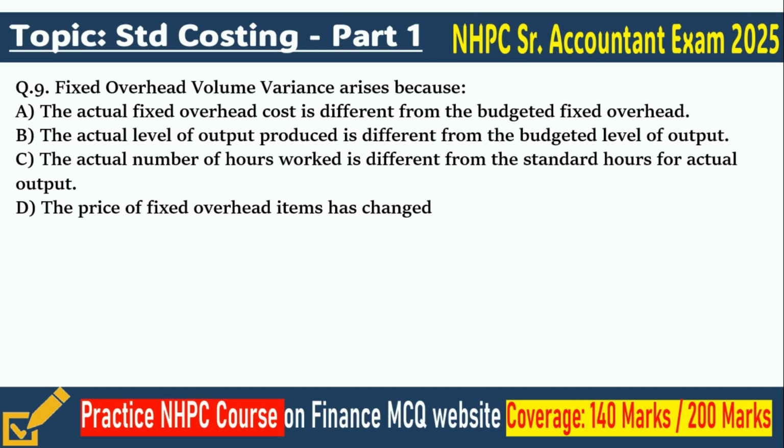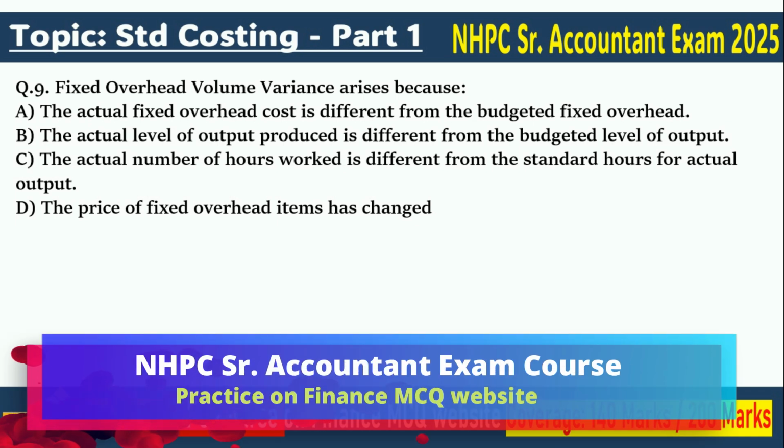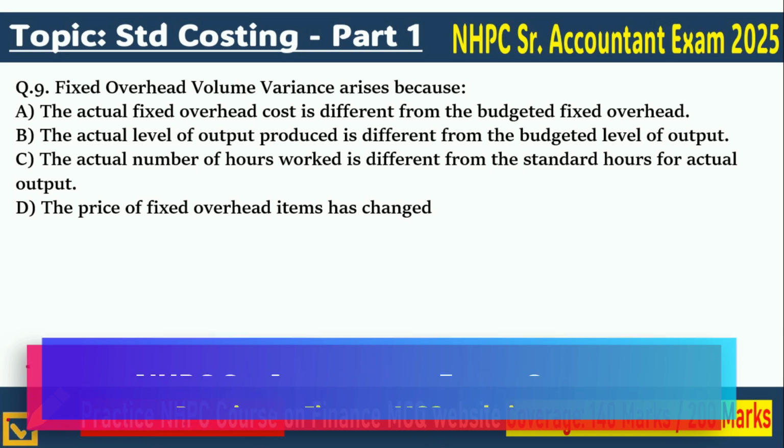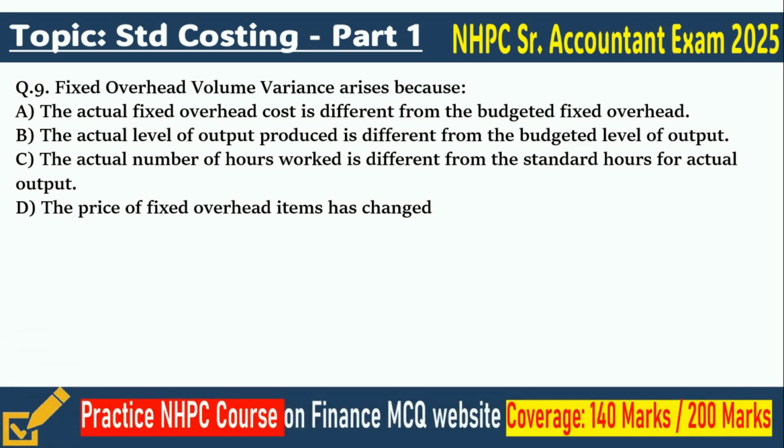Moving on, friends, next question. Fixed overhead volume variance arises because option A, the actual fixed overhead cost is different from the budgeted fixed overhead. Option B, the actual level of output produced is different from the budgeted level of output. Option C, the actual number of hours worked is different from the standard hours for actual output. Option D, the price of fixed overhead items has changed.